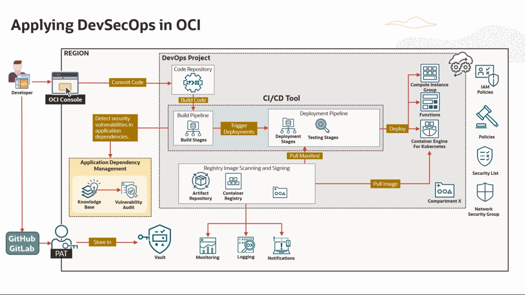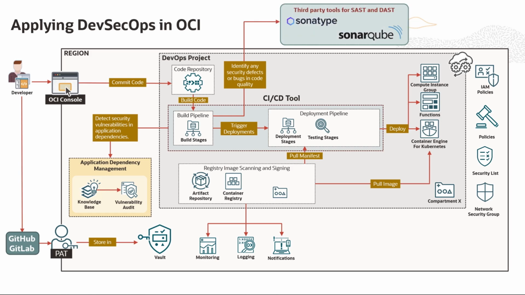We can also use third-party tools like Sonatype, SonarQube, or OverOps to analyze our code for security defects or bugs in code quality. These tools help us make sure that our code is as secure and reliable as possible.